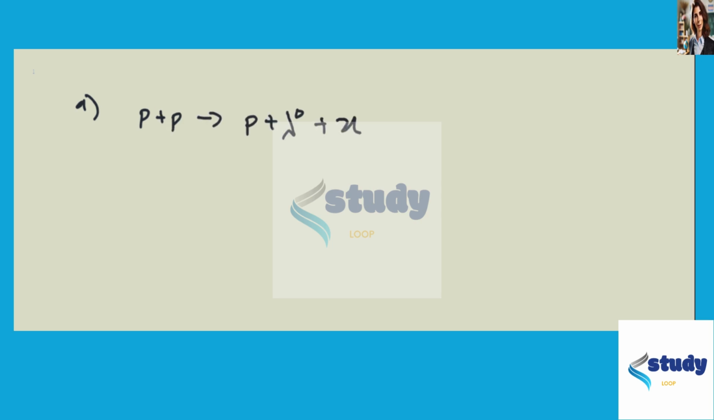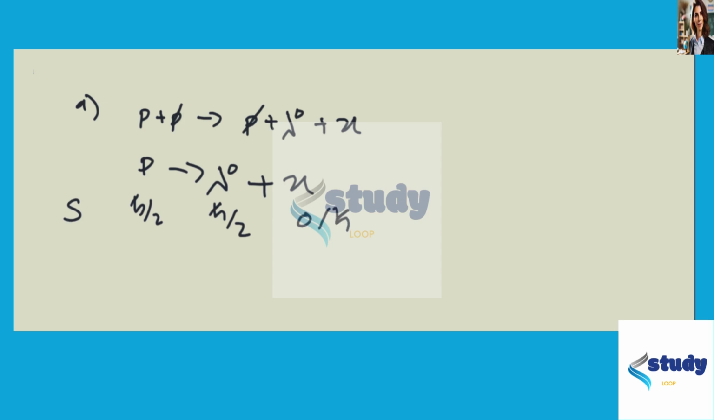For the reaction of part A, proton plus proton gives proton plus lambda naught plus X. We cancel out the proton on both sides using conservation laws, and we can write P is equal to lambda naught plus X. Since the proton and the lambda have spin ħ/2 each, the spin angular momentum of X must be 0 or ħ.